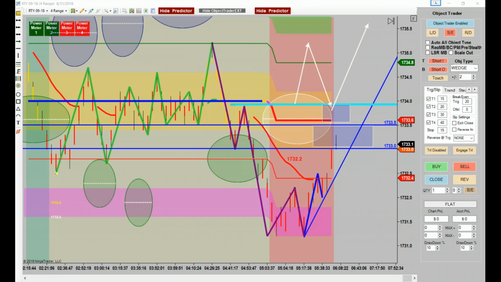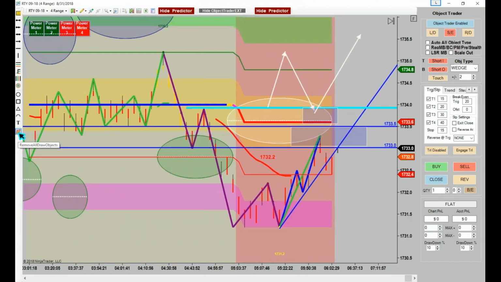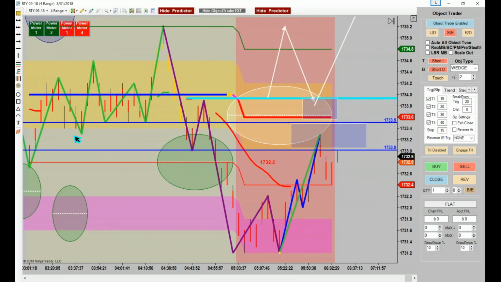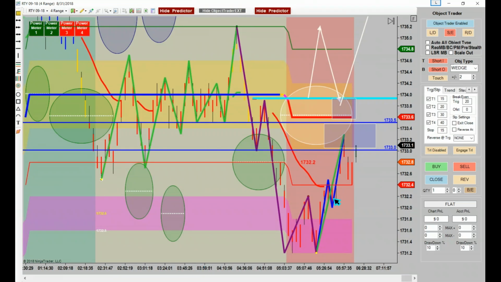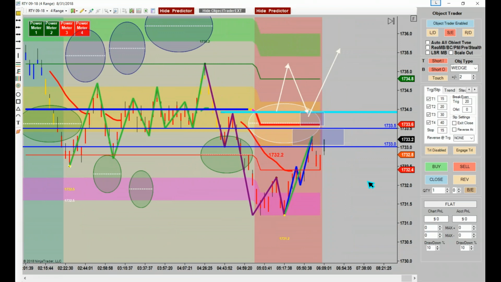Got it going about 30 times. Hopefully that's not too fast. That's pretty fast. We didn't get our wedge. Why didn't we get our wedge? Oh, I know why. I drew it before I turned it on. Let me get rid of the wedge just real quick. One thing about it, when you're playing with market replay and you turn it to pause and different things like that, you'll stop Object Trader from working correctly. So that's what I did.